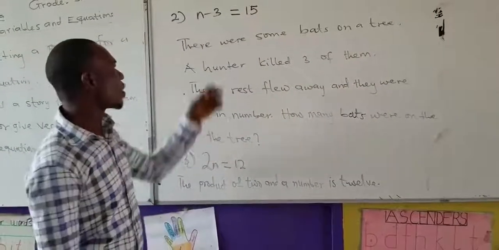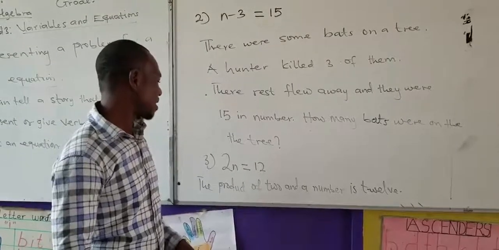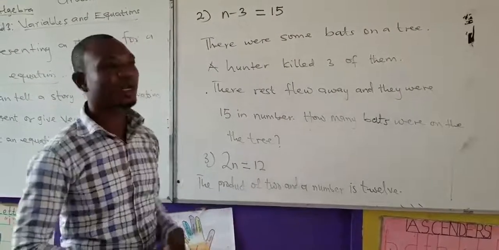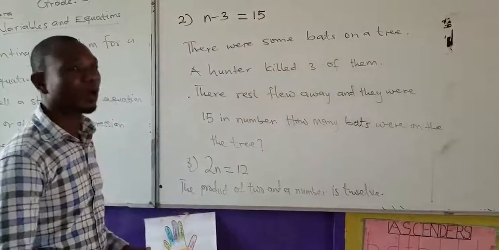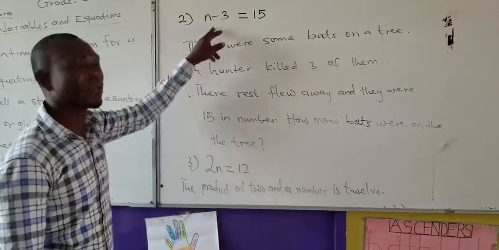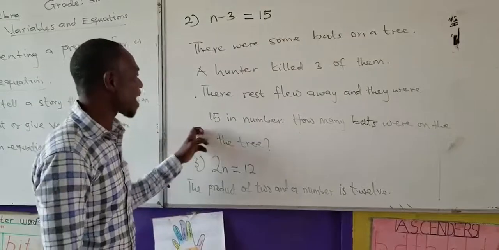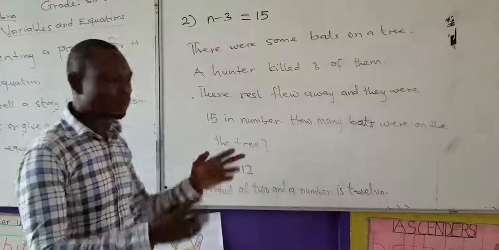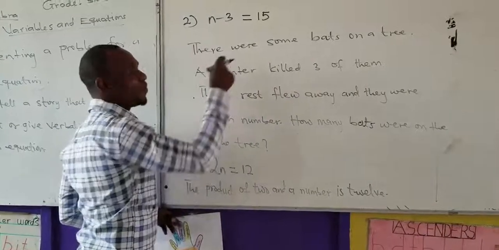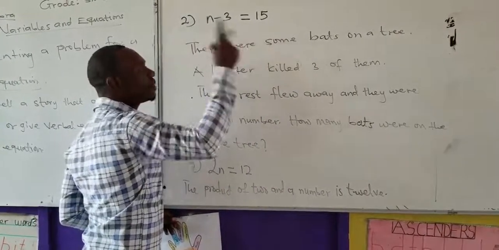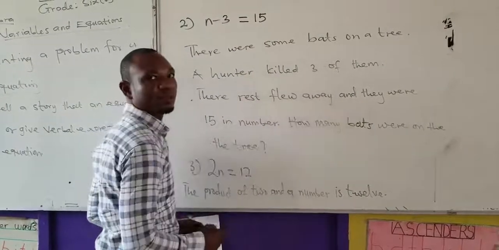So you can also form your story based on this equation. That is what we are doing today. I can also say that there were some cars on the road. A policeman stopped 3 of the cars and allowed 15 of the cars to go. How many cars were on the road?